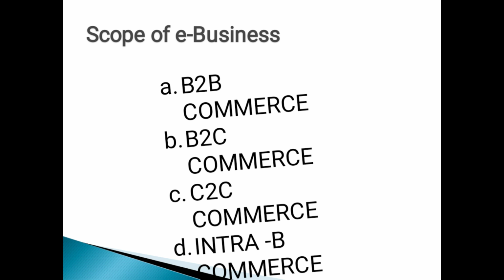The use of intra-B commerce has facilitated flexible manufacturing. For example, the marketing department may interact regularly with the production department and get the products made as per the requirements of the customer. So students, this is all about the scope of e-business.